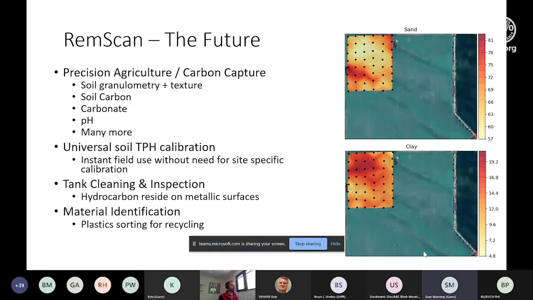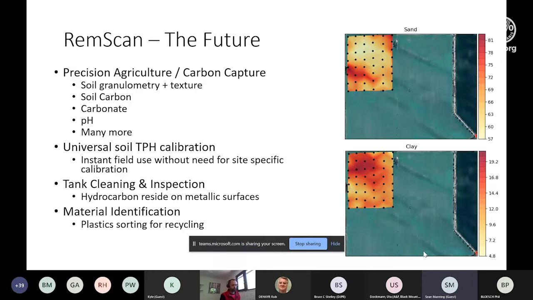But we want to open up the markets to this. So now that we're pretty comfortable with our TPH product, we're looking at other applications, and that's largely why I'm involved in this workshop, because I've been reaching out to various people and I guess popped up on a couple of radars. So we're looking at some of the possibilities around precision agriculture and carbon capture and storage. So it's things like obviously soil carbon and its various varieties, as well as soil granulometry and texture, carbonate, pH, and I'm basically preaching to the choir. You guys know a lot of these parameters that can be measured.